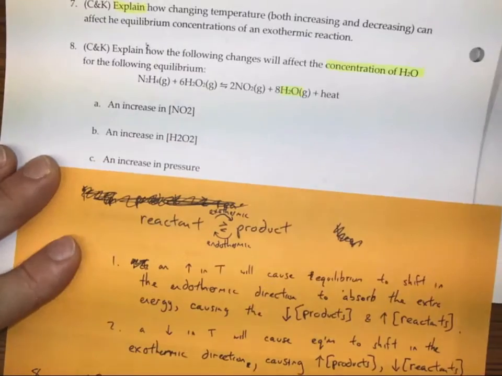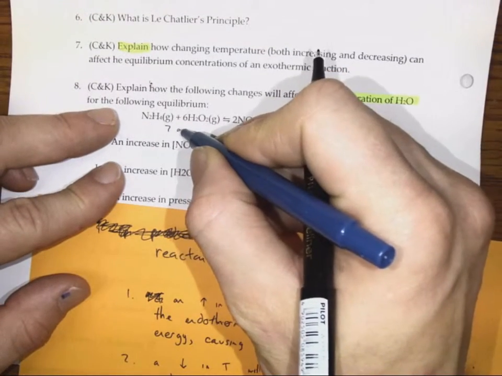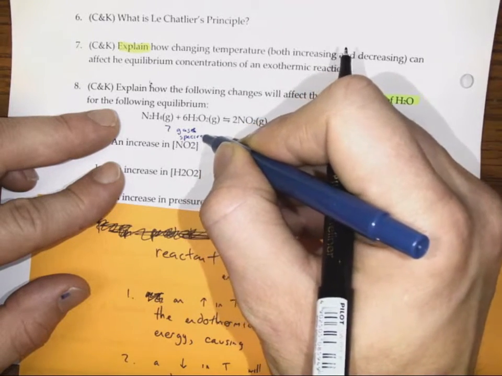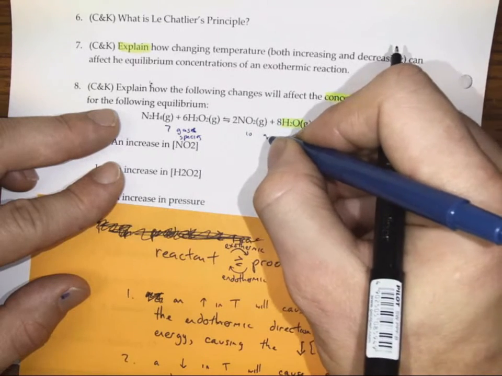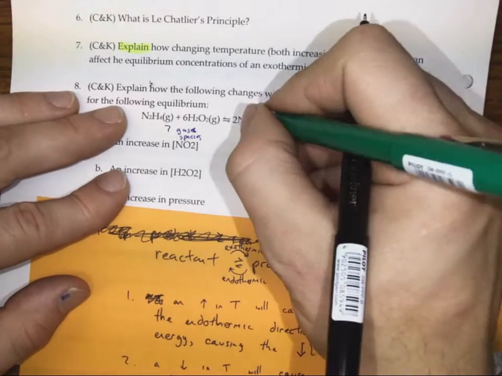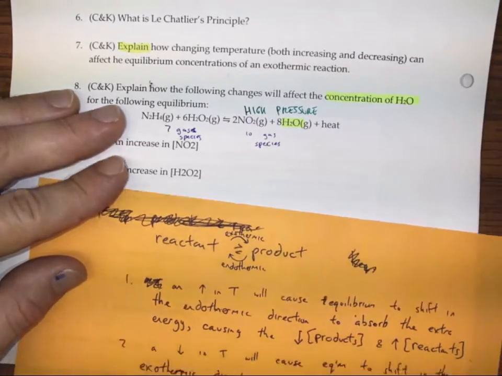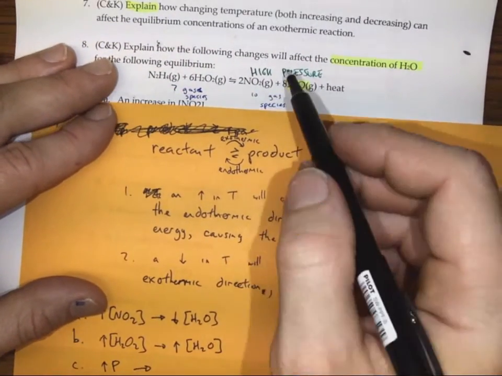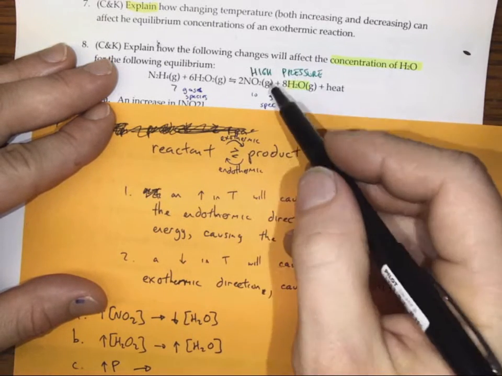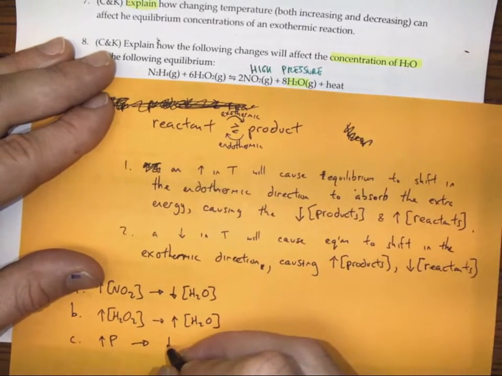In order to answer that, we need to know which side has a higher pressure. So I look, there are 2 plus 8, 10 gas species over on the right side, so that means this is the higher pressure side. So as you increase pressure, the high pressure side is going to convert to minimize that change and reduce the pressure. So it's going to change into some reactants. As a result, we're going to decrease the amount of water.